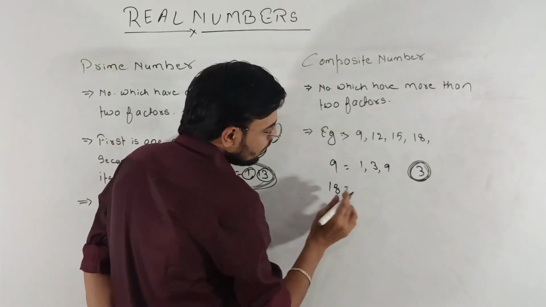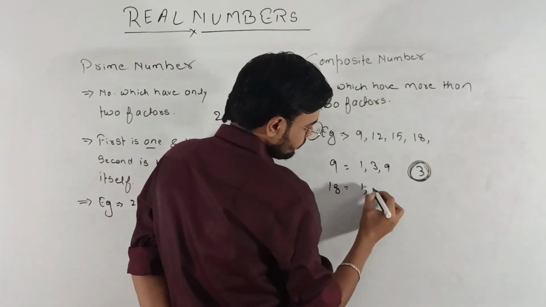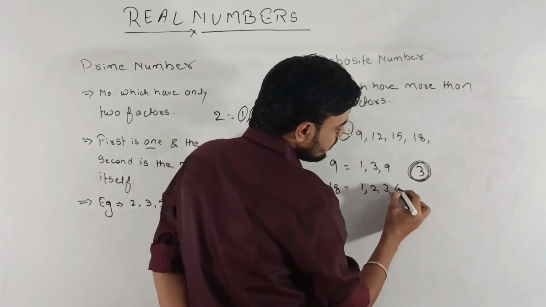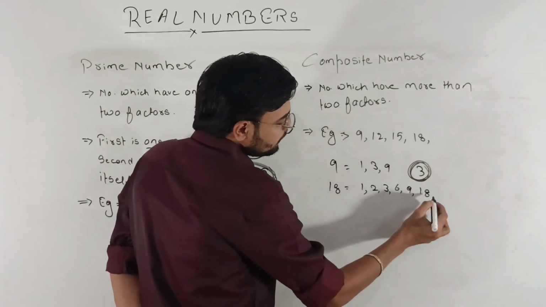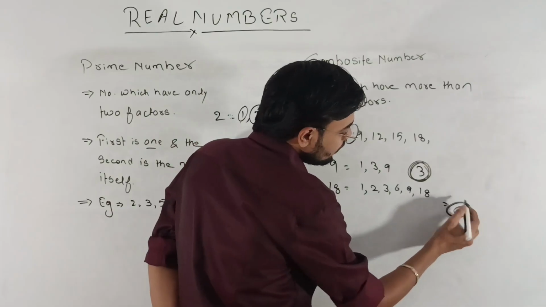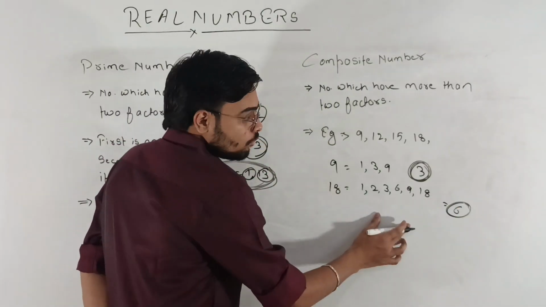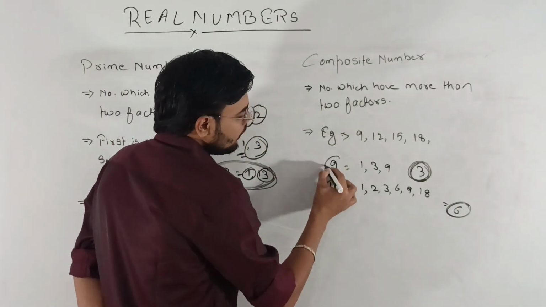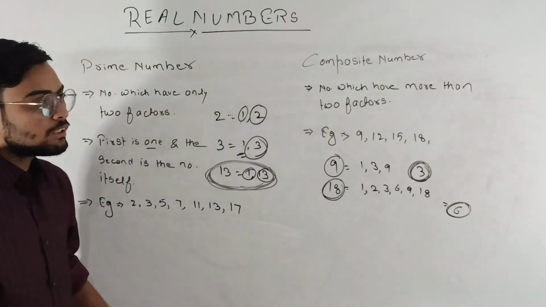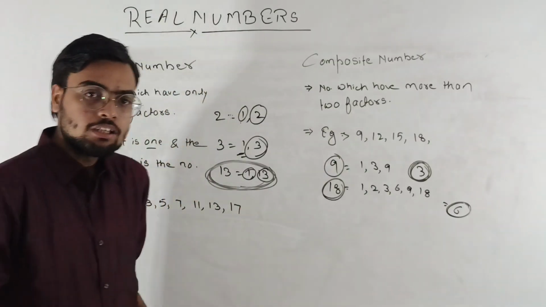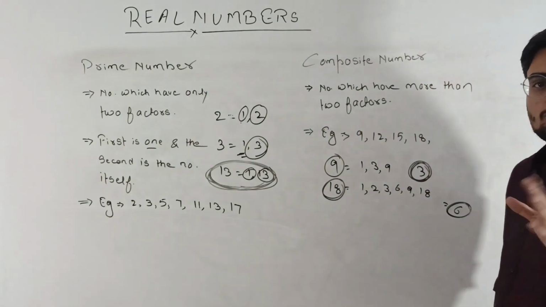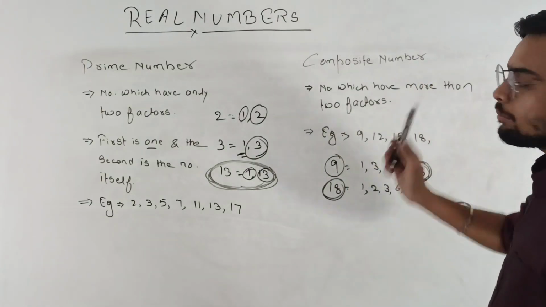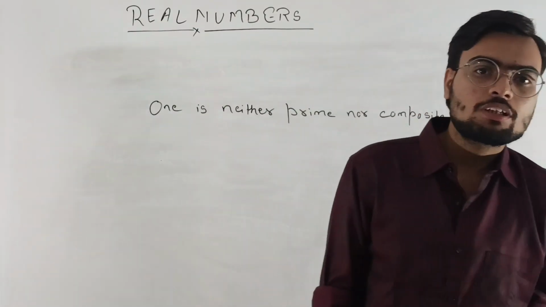In case of 18, what are the factors? 1, 2, 3, 6, 9 and 18 itself. There are a total of 6 factors of 18, which is more than 2. That's why 18 is a composite number. 9 is a composite number. Understand? What is prime and what is composite? The number which has only two factors is called a prime number. The number which has more than two factors is called a composite number. Okay? Now there is one more thing.